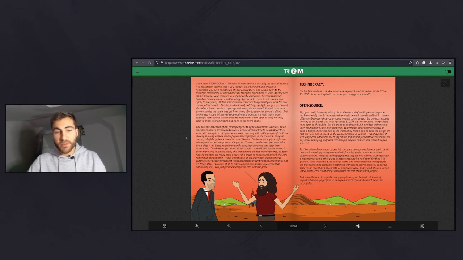Imagine making all of the patents, inventions and ideas on Earth completely free right now, where you then tell everyone on the planet you can do whatever you want with these ideas. Sell them, invent more and share, improve some and keep them private, etc. Do whatever you want, it's up to you. You would quickly see many of them improving, inventing more, and then sharing all that, mainly for free. As Earth has shown, there are many more people who prefer to engage in sharing behaviors rather than the opposite.